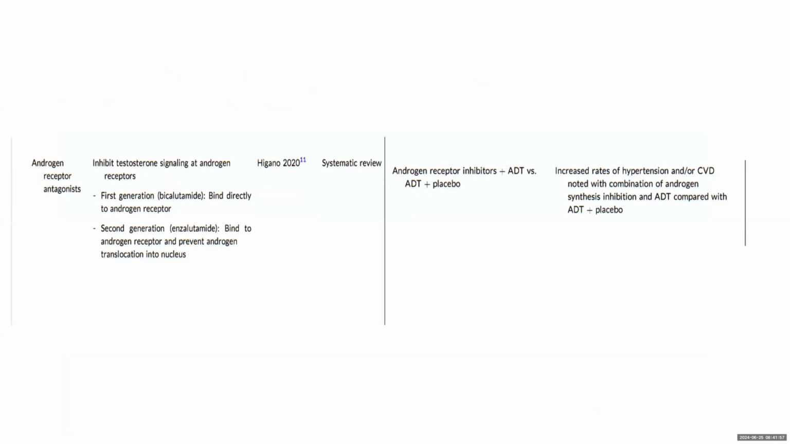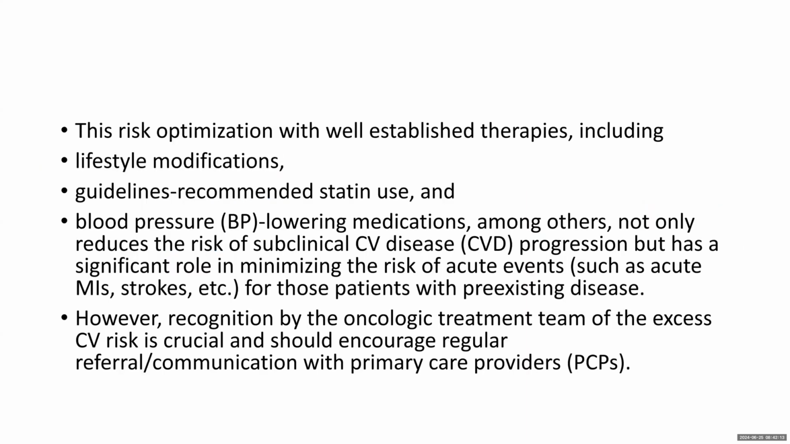Another is androgen receptor antagonists. In a systematic review of androgen receptor inhibitor plus ADT versus ADT plus placebo, an increased rate of hypertension and cardiovascular disease was noted with the combination of androgen synthesis inhibition and ADT compared with ADT plus placebo. So risk optimization with well-established therapies, including lifestyle modification, guideline-recommended statin use, and blood pressure lowering medication, among others, not only reduces the risk of subclinical cardiovascular disease progression, but also has a significant role in minimizing the risk of acute events for those patients with pre-existing disease.